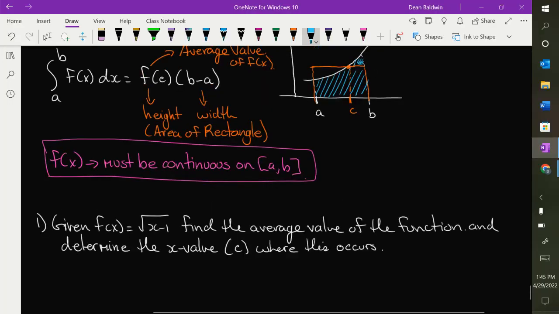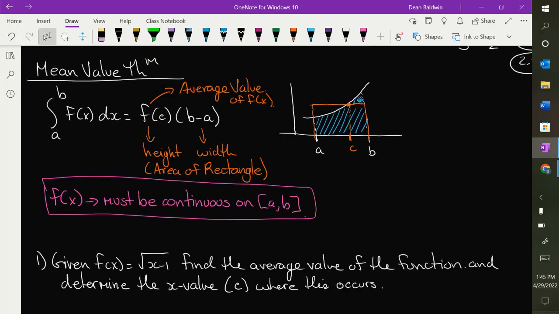Okay, everybody. So now we're going to look at the mean value theorem of calculus. The mean value theorem says that if you have an integral from a to b of f of x dx, we know that that represents the area under the curve, this blue area that I've shaded here. Well, looking at that, geometrically or visually, you can see that if I draw a rectangle at a certain height, that rectangle should equal that area under the curve.